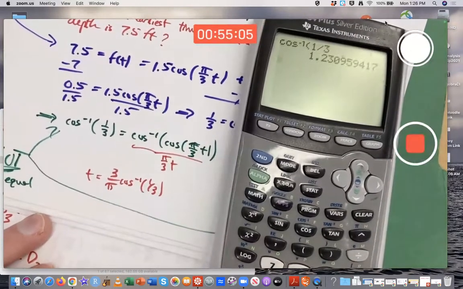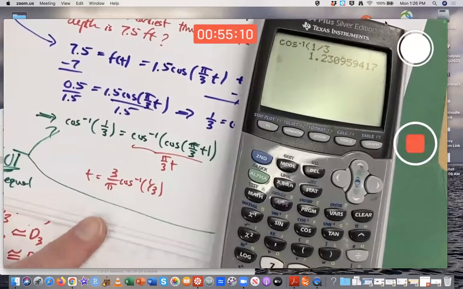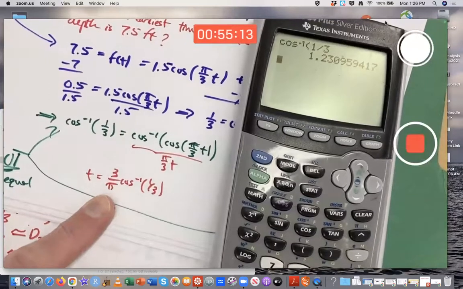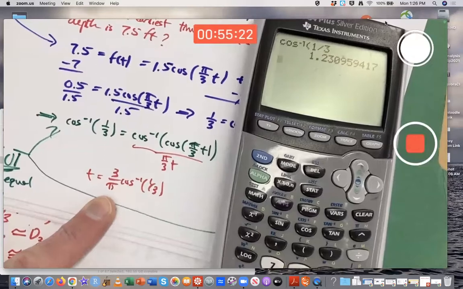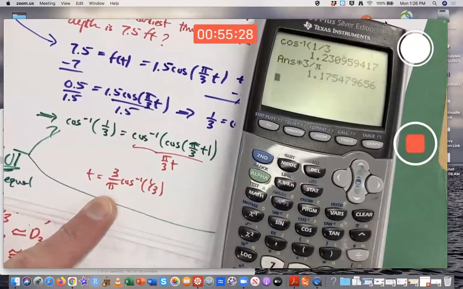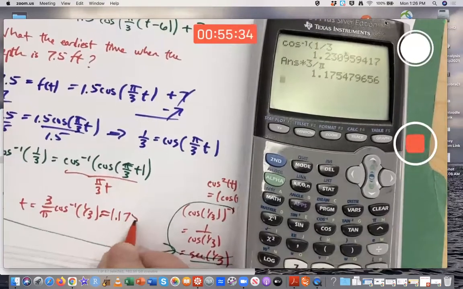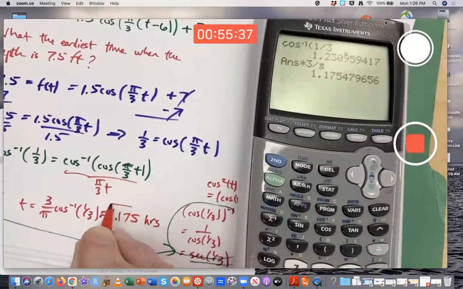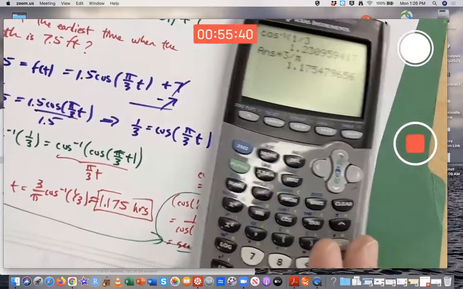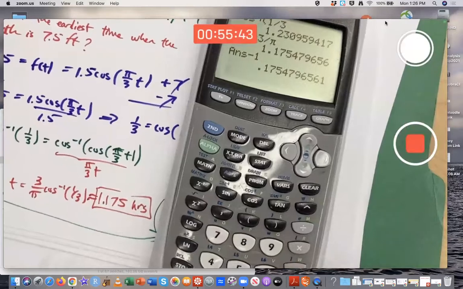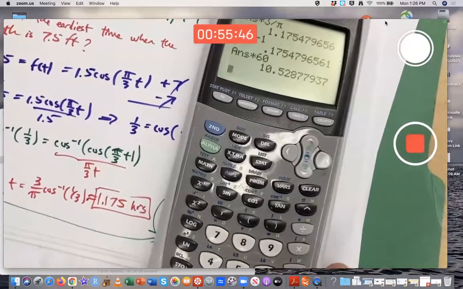It's always between 0 and pi. That's the answer there for the inverse cosine. However, we need to multiply by 3 over pi. Since you have to multiply by something, you could get an answer bigger than pi or less than 0, although 3 over pi is between 0 and 1, so we won't. Times 3 divided by pi. T is about 1.175. The units are hours. Make sure to include those. 1.175 hours. You could figure out the number of minutes by subtracting 1 and then times 60. It'd be 1 hour and about 10.5 minutes.